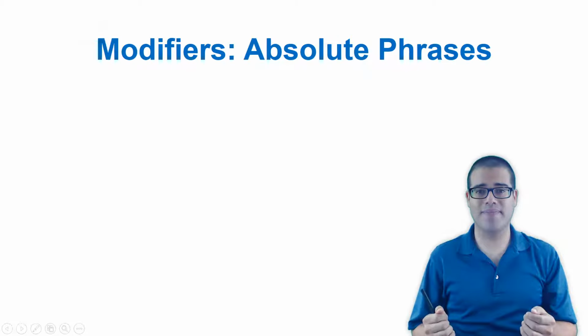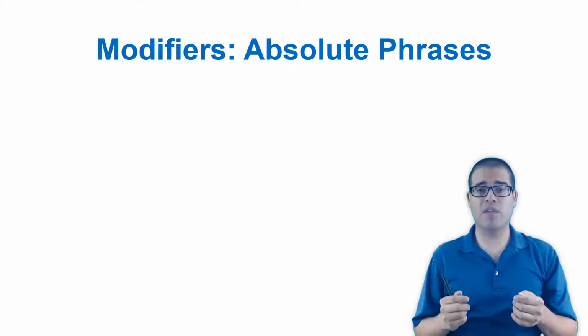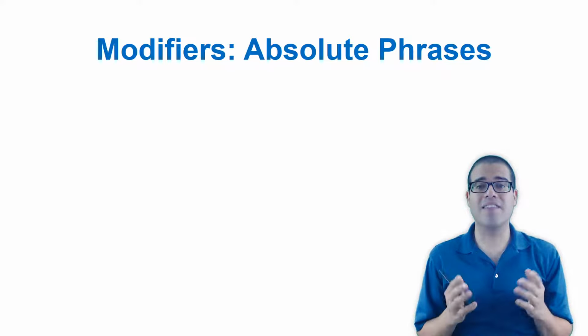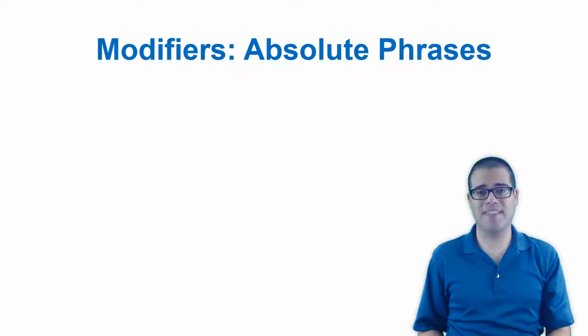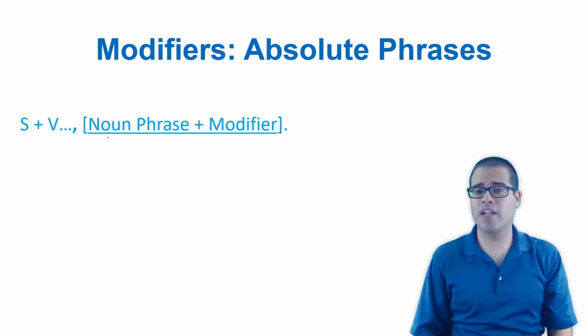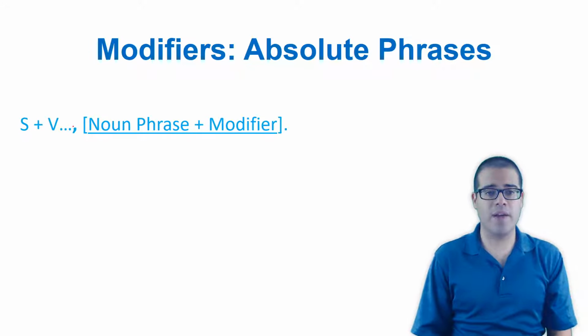Welcome everyone. In today's short lesson, we will focus on one of the most challenging concepts within modifiers, the absolute phrases. And these structures usually follow a subject-verb. You have a comma, followed by a noun phrase, plus a modifier.